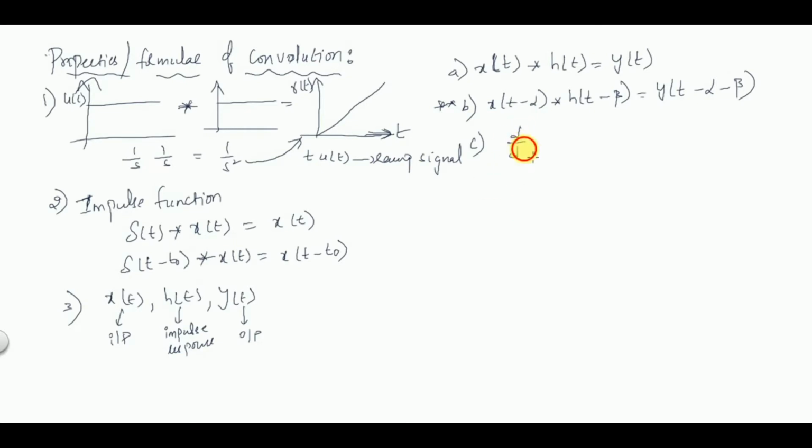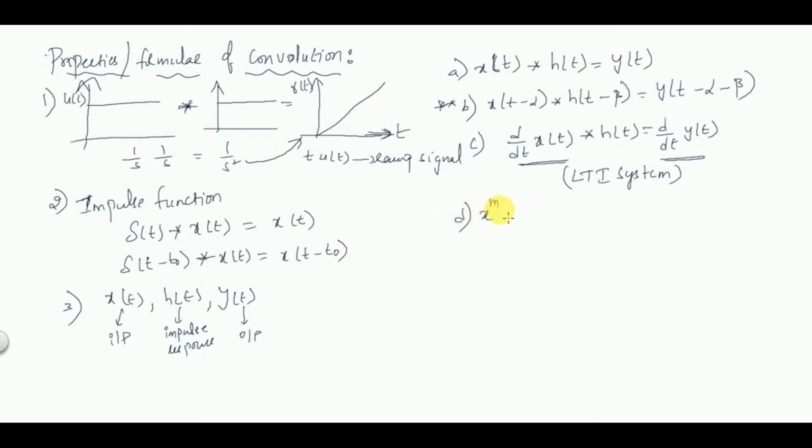Next, d by dt of x of t convolved with h of t is equal to d by dt of y of t. Whatever operation you perform on x of t, the same operation will be performed on y of t if the system is an LTI system. So the condition here is that the system is LTI, then whatever operation you perform on x of t, the same operation will be applied on y of t also.